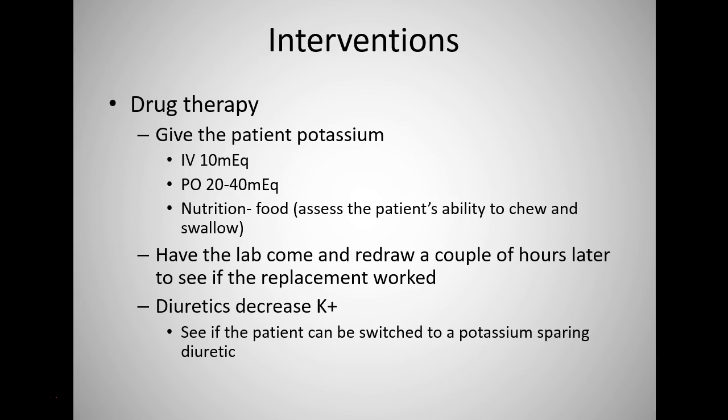You're going to assess your patient's ability to actually chew and swallow. Find out whether or not they're able to ingest not only the PO medication that you gave them, but whether or not they're able to actually eat the fruits and vegetables and the meats and things that are high in potassium. Have the lab come and redraw every couple hours to make sure that the actual intervention of giving them potassium is actually working, and to make sure that they don't go from being low to extremely high.